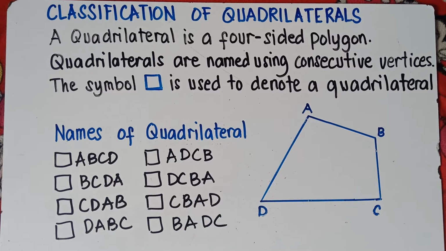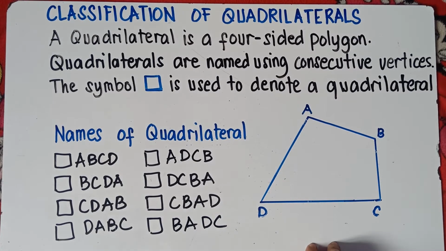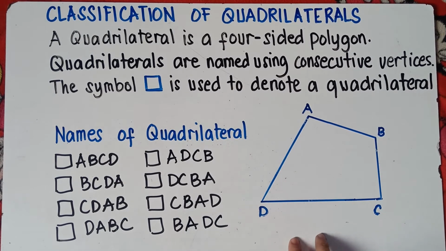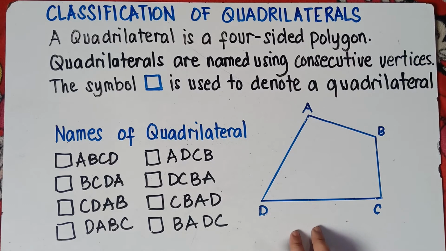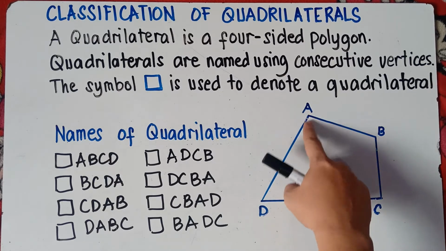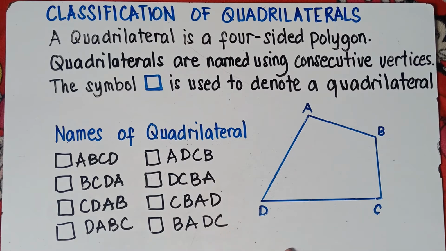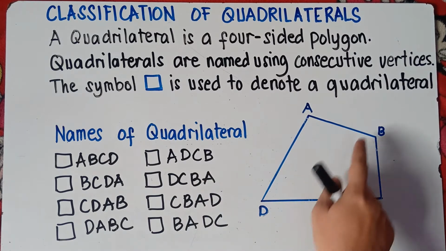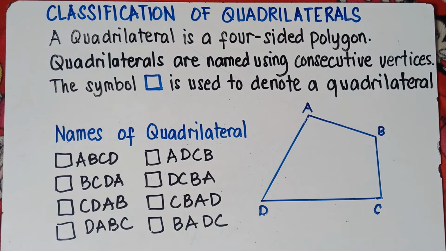Alright, that's it, class. That's how you name this quadrilateral. I hope you understand naming this quadrilateral. Are we all set naming this one? Do we have A, D, C, B? Yep. How about B, A, D, C? Yep, I think we're all set naming this illustration, class.